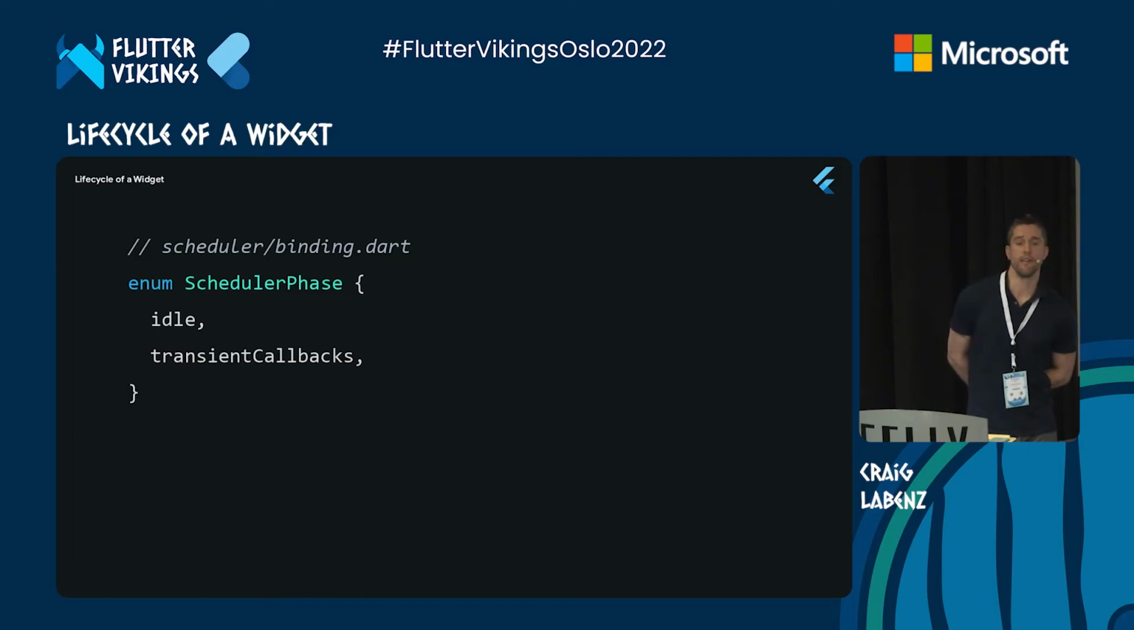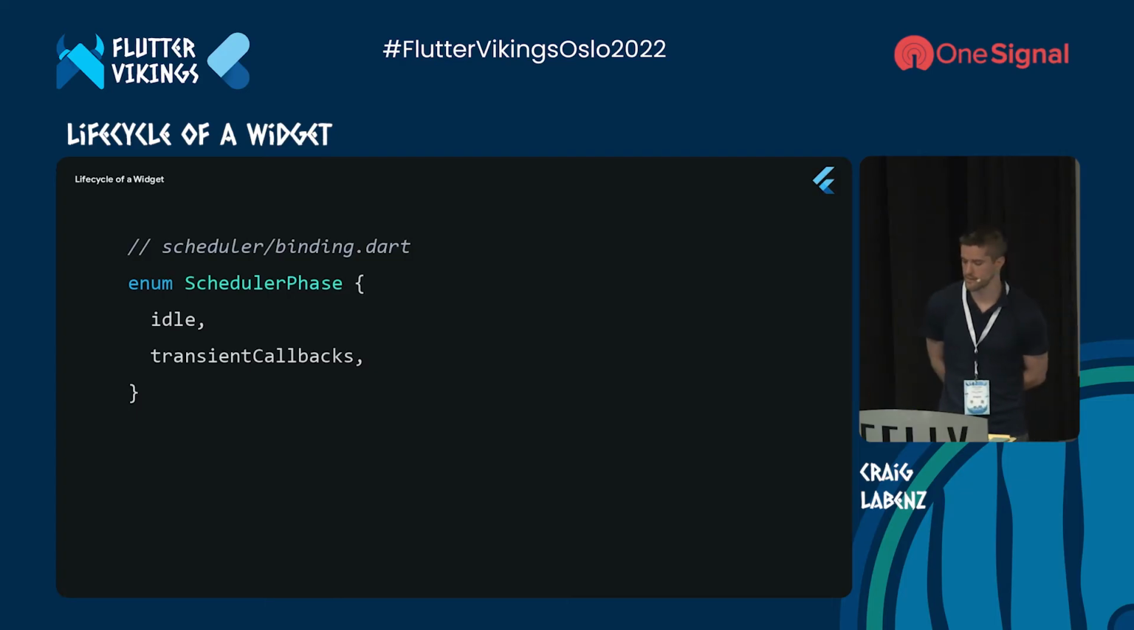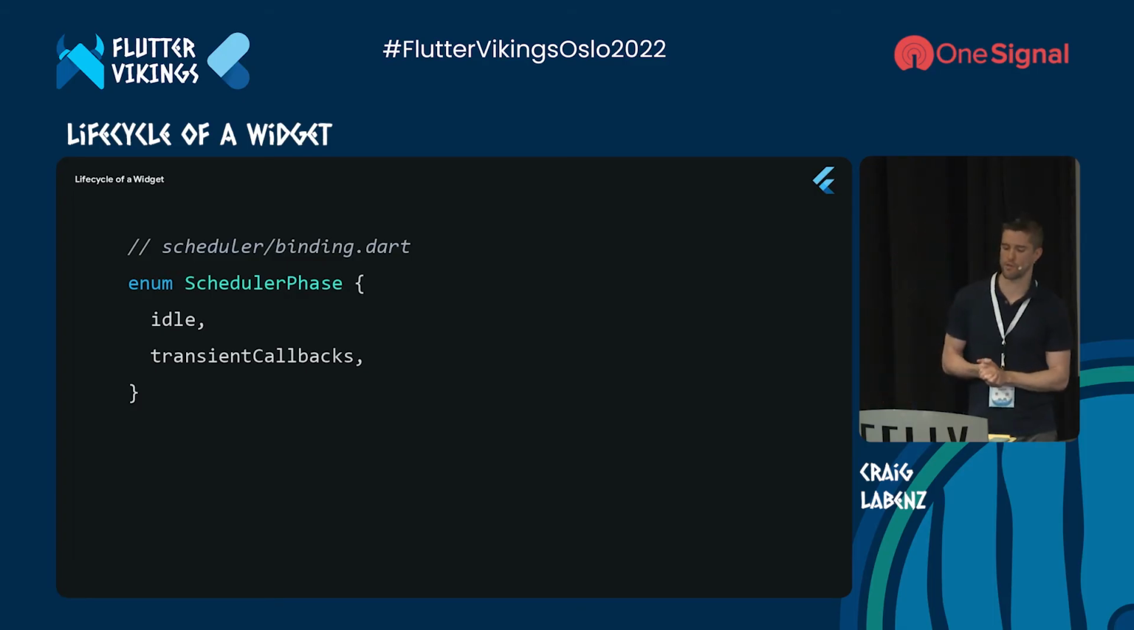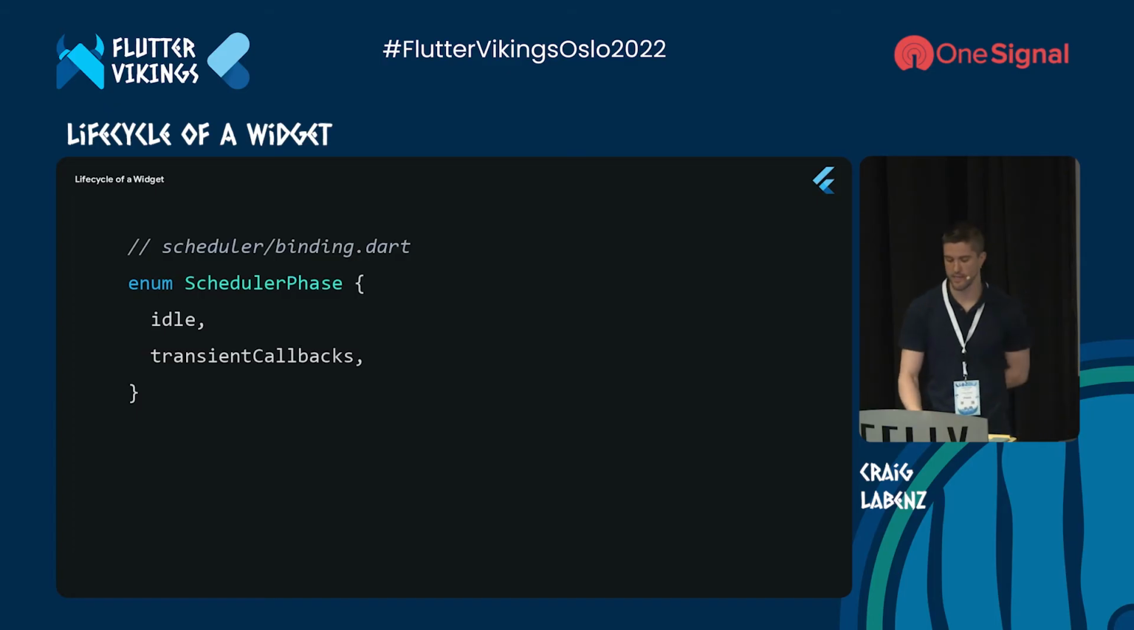Now, the second phase is called transient callbacks, and this one is a pretty fun phase, I think, because this is when vsync events happen and when active animation controllers are allowed to tick and call their listener callbacks. And ultimately, the goal of animation controllers is generally to call setState, but it doesn't have to be.